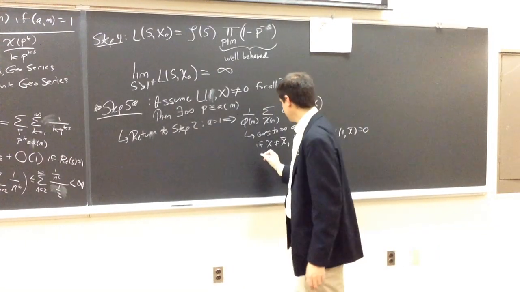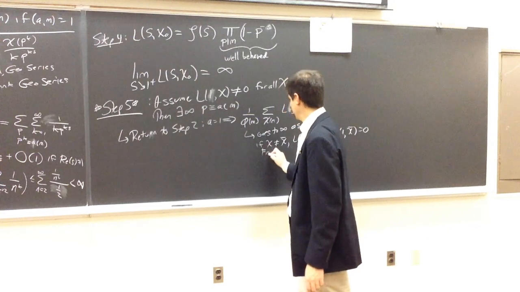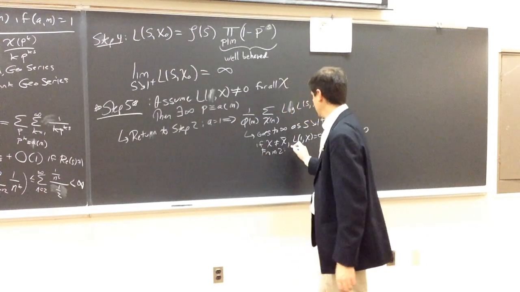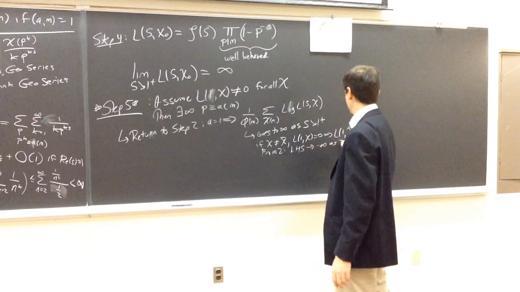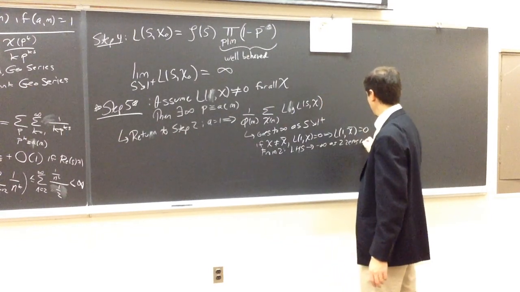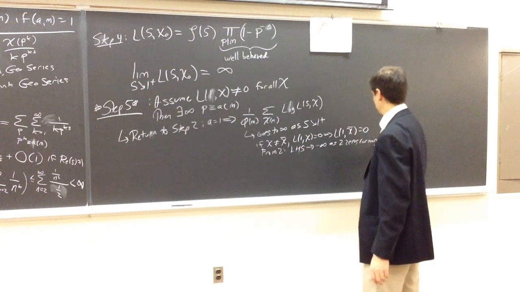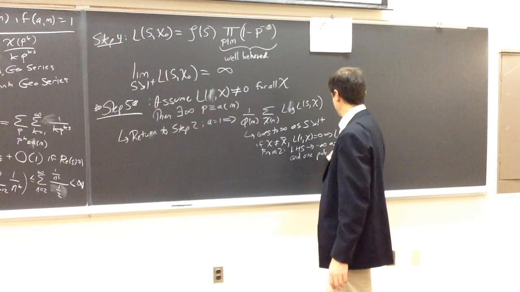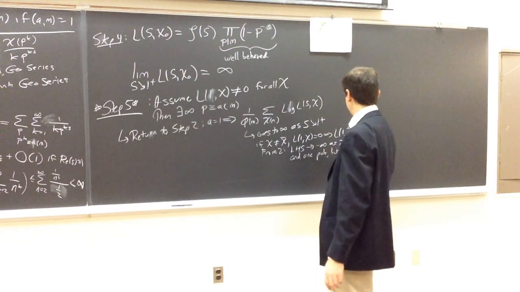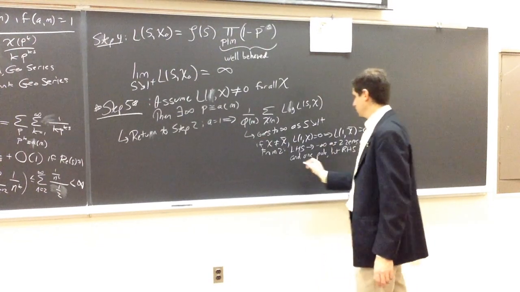So the left-hand side goes to minus infinity, as there are 2 zeros or more and 1 pole. But the right-hand side is greater than or equal to 0, contradiction.